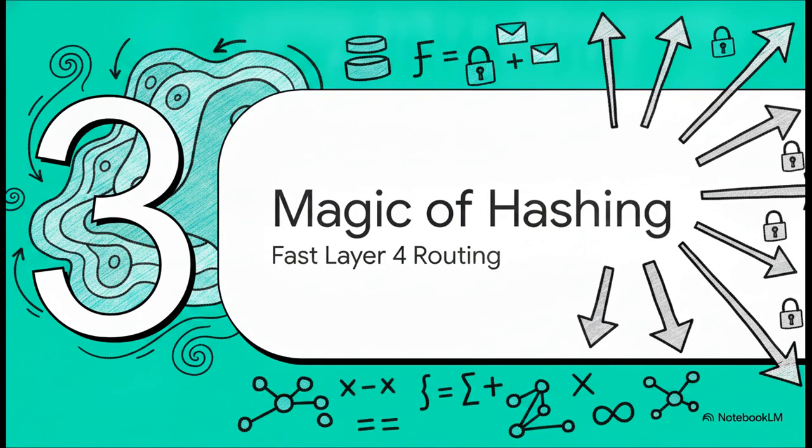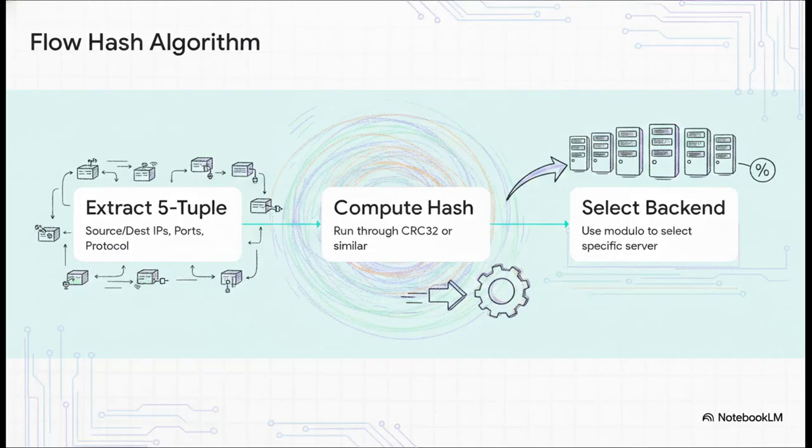Section 3, the magic of hashing. Let's peel back another layer and look at the mathematical magic that makes Layer 4 routing so blazingly fast. This step-by-step flow hash algorithm is exactly how millions of packets belonging to the same session always perfectly route to the exact same backend server, and it does it statelessly. When a packet arrives, the load balancer first extracts the 5-tuple. That's the source IP, source port, destination IP, destination port, and protocol. Next up, it computes the hash.